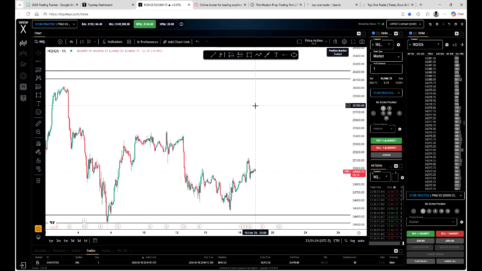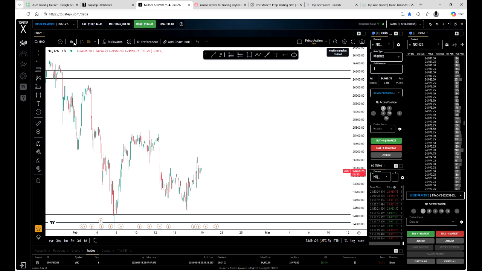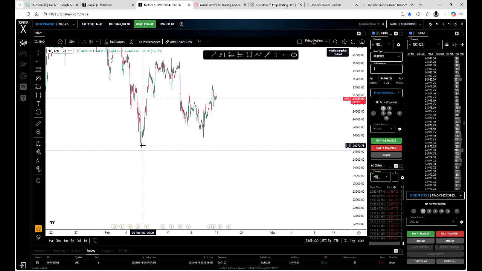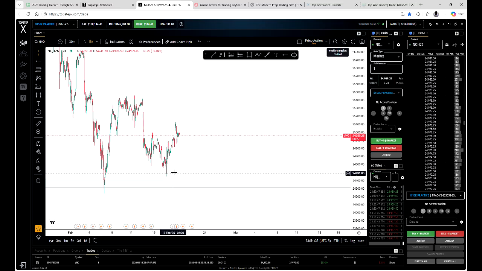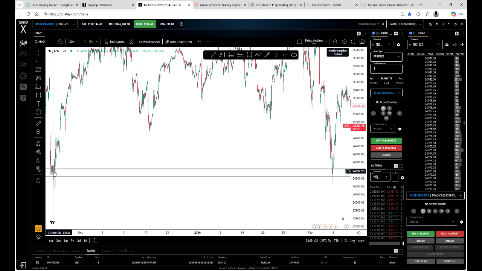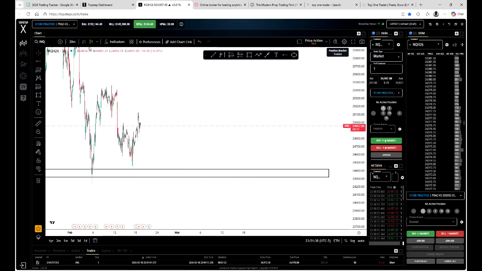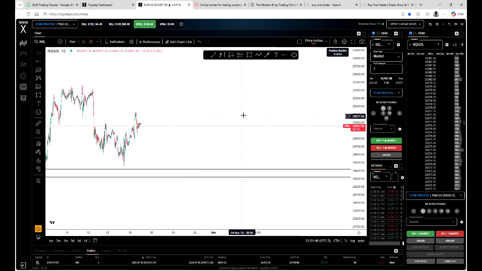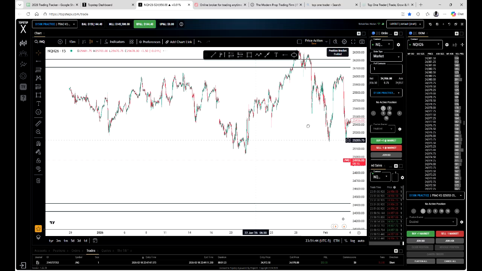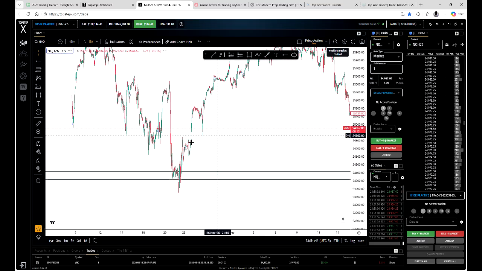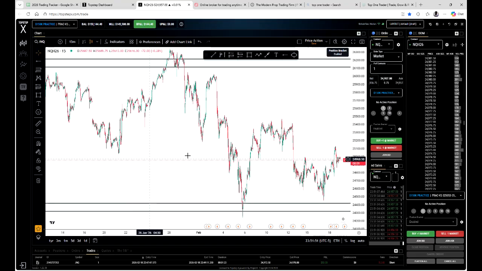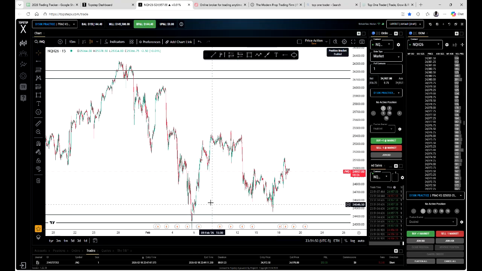1 hour, same thing. 30 minutes, same thing. As you can see, price touched down, so it goes up. Reached down, so it goes up. Reached down, so it goes up. 15 minutes, see there. 15 minutes reached here, went up. Coming down, went up, came down.